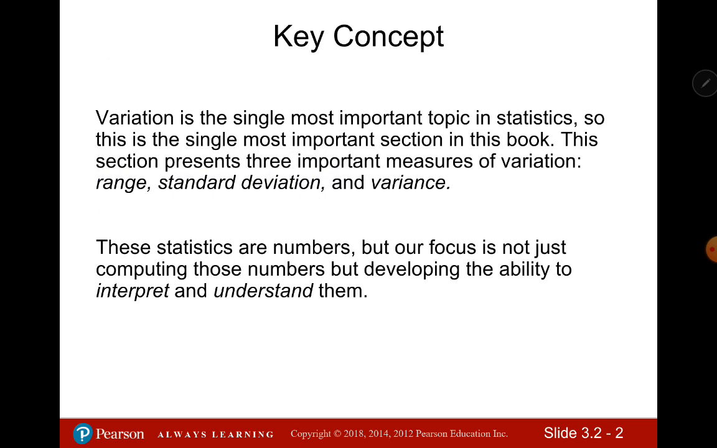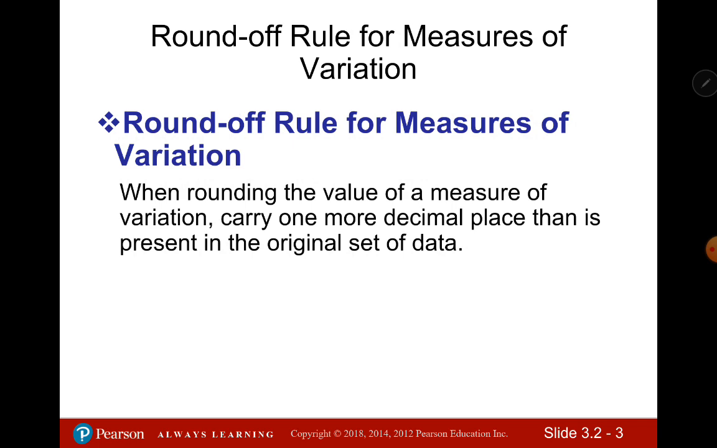So our objective is we need to know how to compute the numbers. We also need to know how to interpret and understand the measures. So first, about the round-off rule for measures of variation. We always keep one more decimal place than the original data. Always one more.